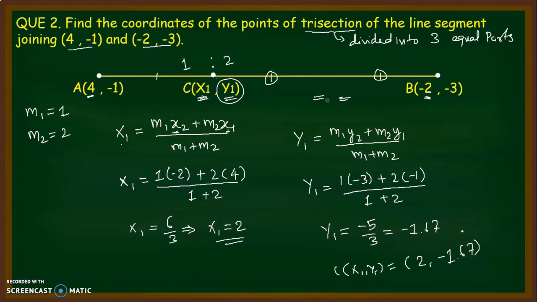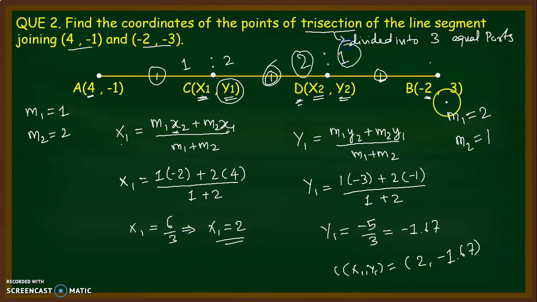Same way, if you want to find out the coordinate of point D, if you consider the point D, then point D will divide this line AB in the ratio of 2:1. This side we have two parts and this side we have one part. So to find out the coordinate of point D, you can take M1 is 2 and M2 is 1. This will divide in the ratio of 2:1. So use the same procedure, same formula, you will get the coordinate for point D also. Okay, so this is how we can find out the coordinate of point C and D. Let's move to the next question.